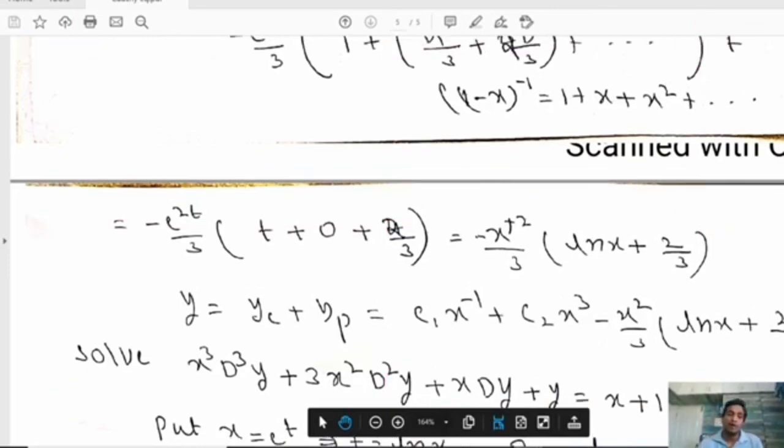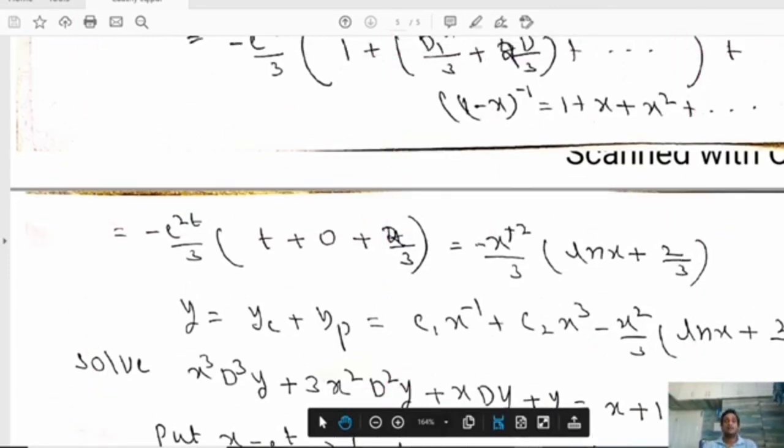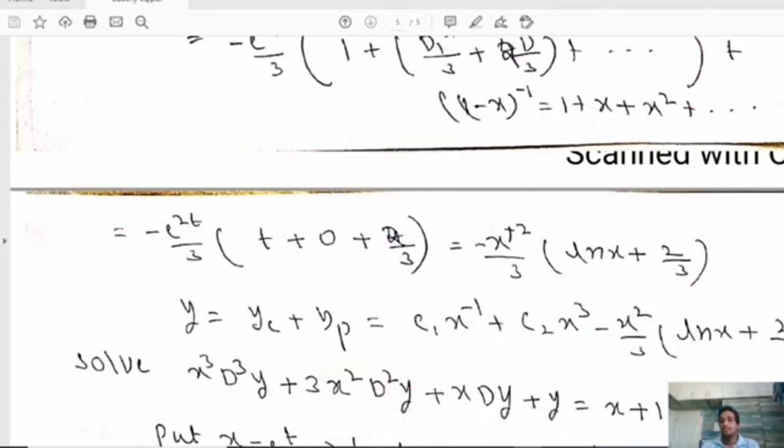Okay. And one more problem is there in the Cauchy Euler equation. In the next class we will discuss that problem and then jump to the Legendre equation. That is also an extension of the Cauchy Euler equation. Here x power n terms are there. In the Legendre equation, ax plus b whole power n terms.